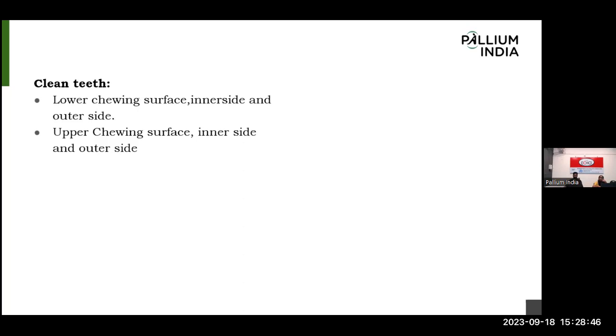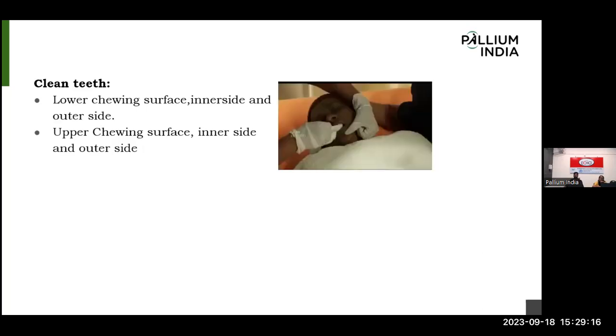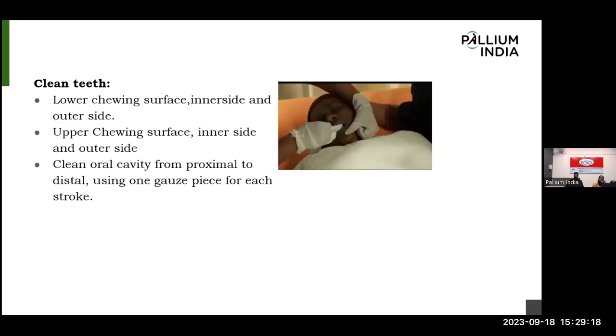First you have to keep the padded spoon on the right side of the mouth, and at that time the left side of the mouth will open. Then you can clean the left side part, and then you can take that wrapped spoon from the right side and keep it on the left side, so that you can see the right side part clearly and clean the right side, the upper and lower chewing surfaces, and also you have to clean the tongue.